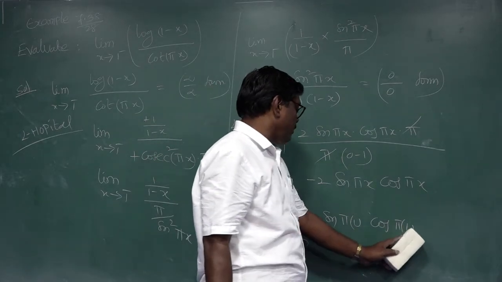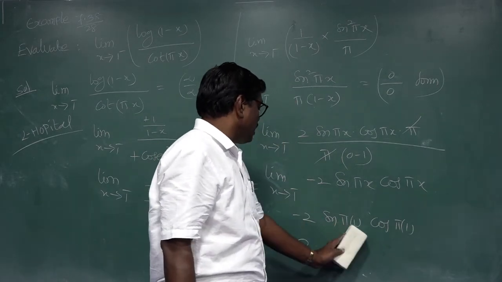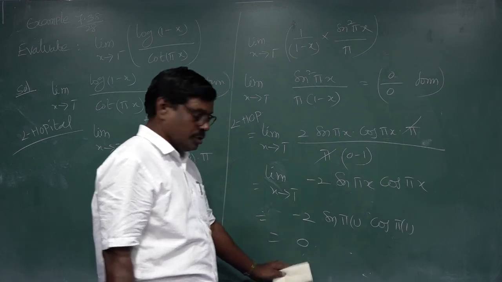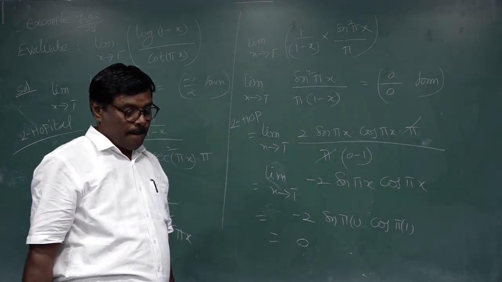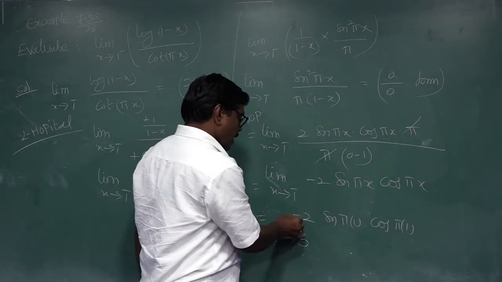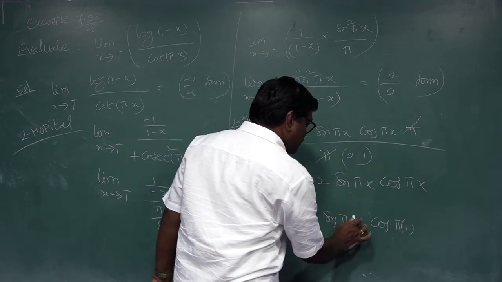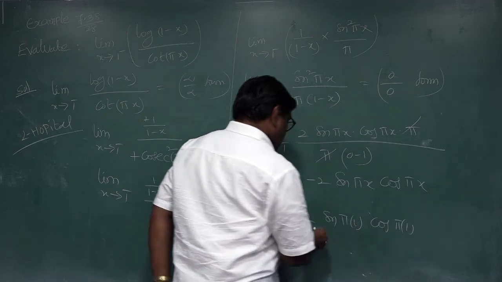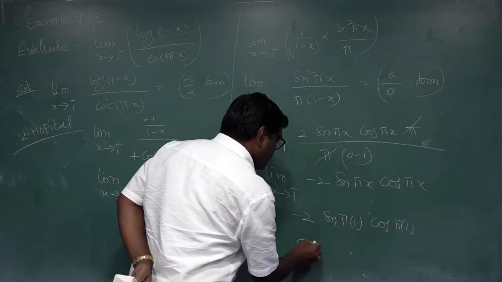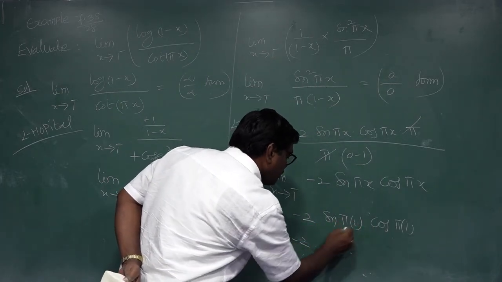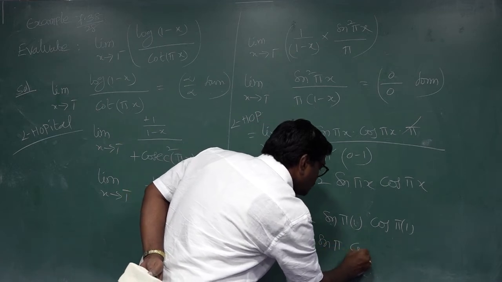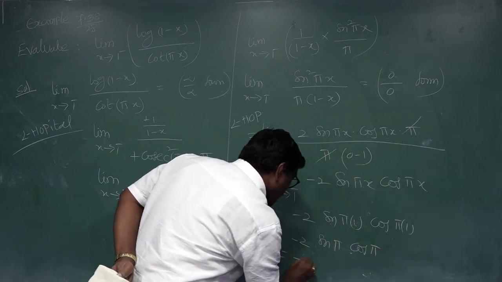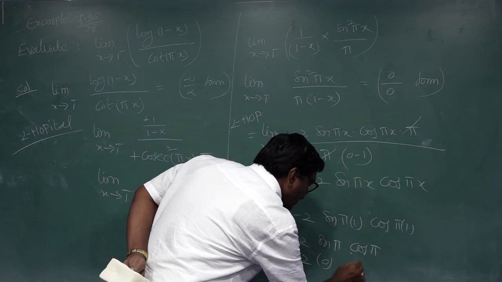Sin pi is 0, cos pi is minus 1. Sin pi value is 0, so 2 into 0 is 0. Minus 2 into sin pi cos pi equals minus 2 into 0 into minus 1, which equals 0.